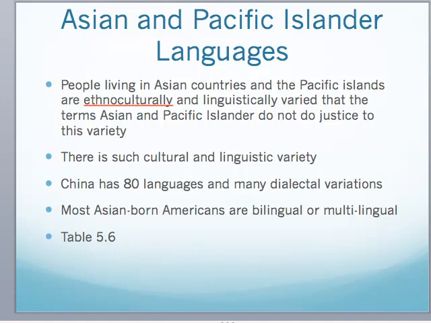We know that many Asian-born Americans tend to be bilingual or multilingual. So they may speak American English, but they could also speak several different languages of the Chinese language. If you take a look at Table 5.6 in your book, you can see some of the major characteristics for language that are influenced by Asian languages. For example, there are omissions of plurals. So you may hear, here are 2 piece of toast instead of here are 2 pieces of toast.